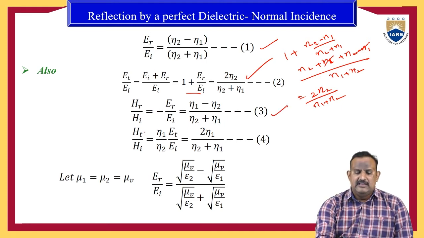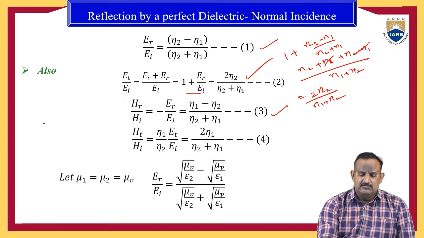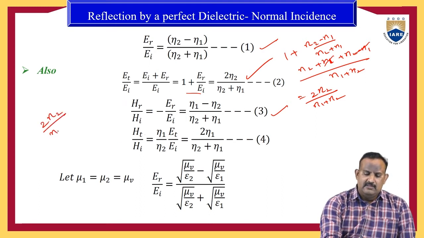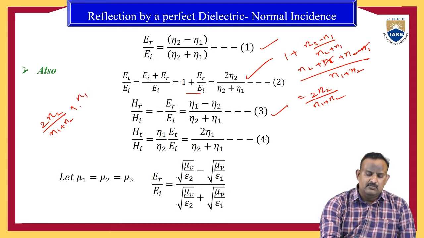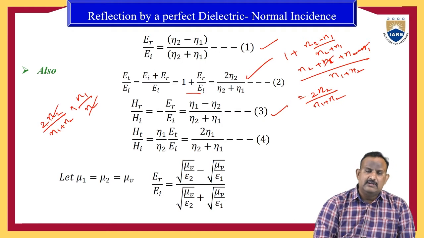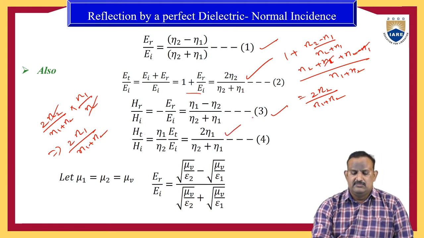Similarly, HT by HI is equal to eta 1 into ET by eta 2 into EI. Already we have ET by EI equal to 2 eta 2 by eta 1 plus eta 2, into eta 1 by eta 2. Eta 2 cancels out. Therefore, we have 2 into eta 1 by eta 1 plus eta 2. This is the fourth equation.